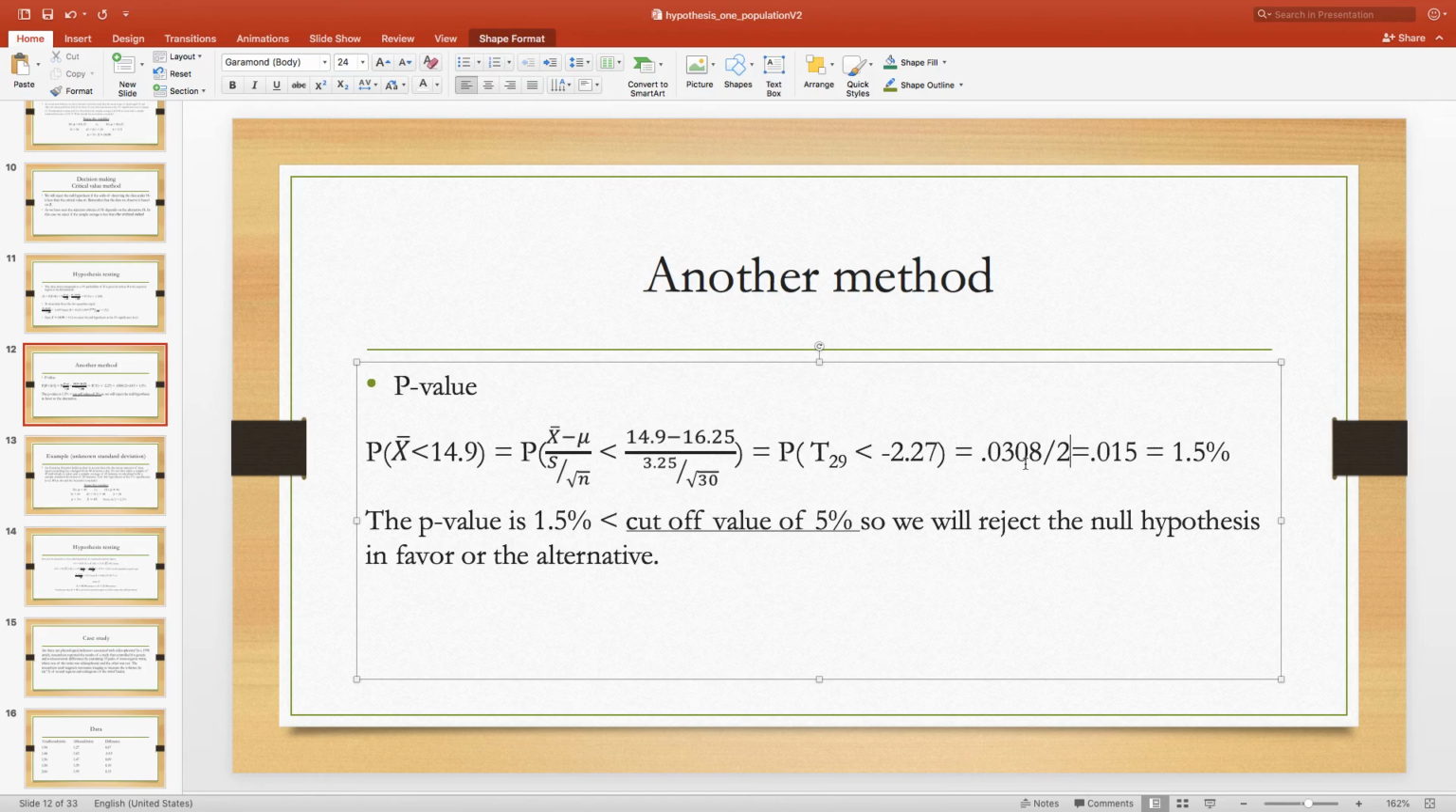Okay. Now, since the p-value is 1.5%, that's less than the cutoff value of 5%. So we'll reject the null hypothesis in favor of the alternative. Okay. So this p-value gives a little bit more accurate information. It tells us that it will be significant up to the 1.5% significance level, okay? So even at the 2% significance level, you'd reject this, okay?